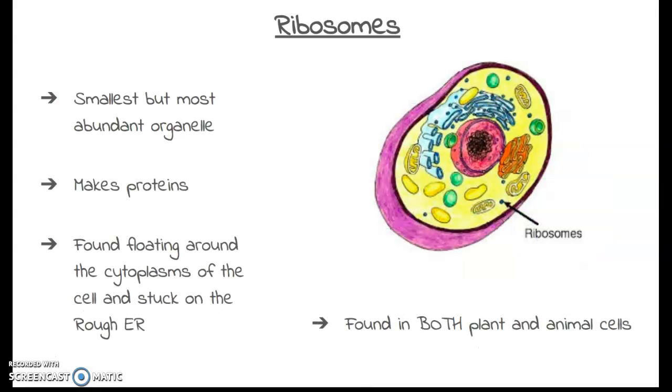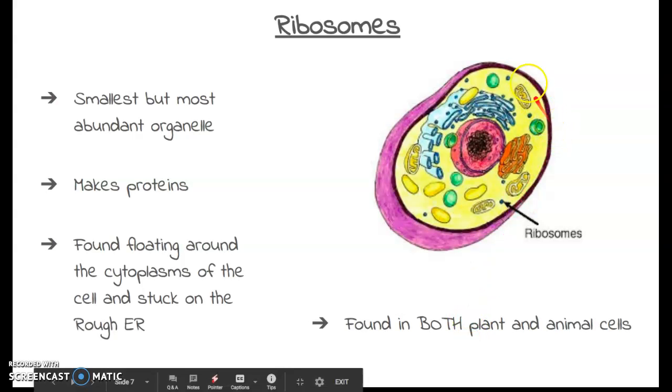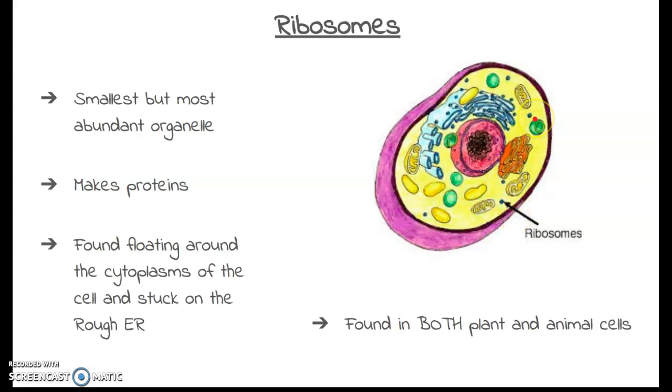Okay, and then ribosomes. These are the smallest and most abundant, so they're really tiny. These little black dots are basically the ribosomes in a cell. They're found in two places. They're found floating around the cell, so you'll see them all throughout the cytoplasm. And then they're also found stuck on another organelle we'll talk about, which is the rough ER, which is why they call the rough ER rough, because it's covered in ribosomes. There's also a smooth ER, which is called smooth because it does not have ribosomes. If you think about the ribosomes as rocks in a road, it makes the road rougher.